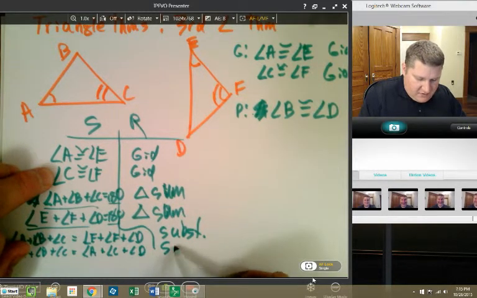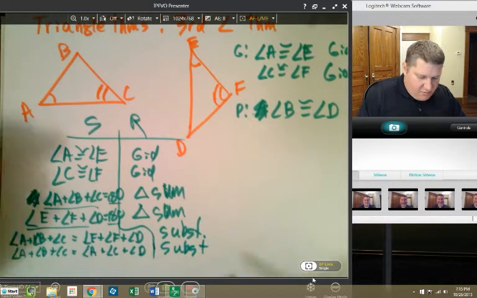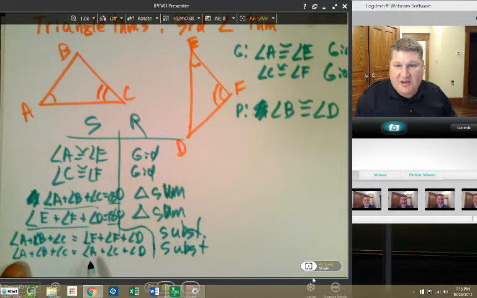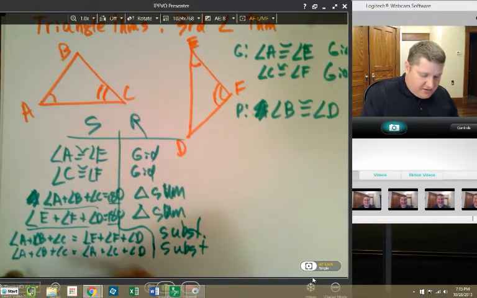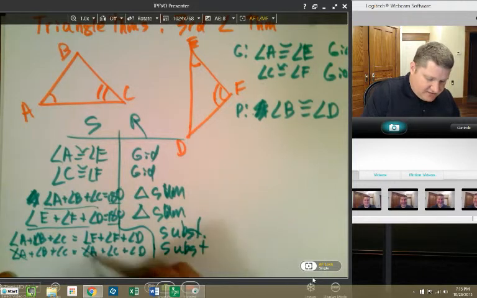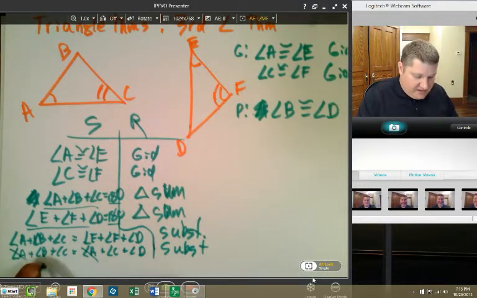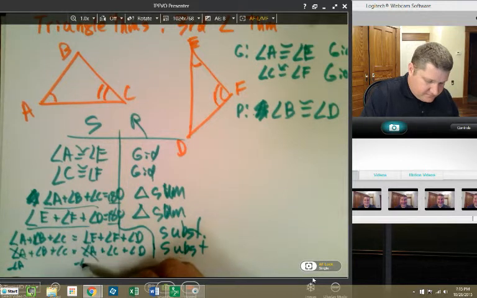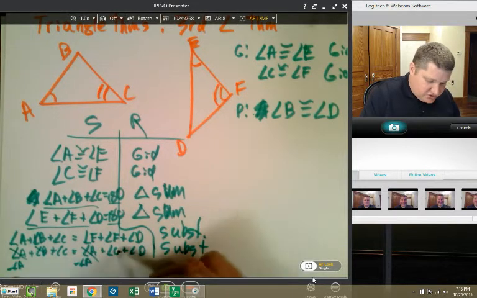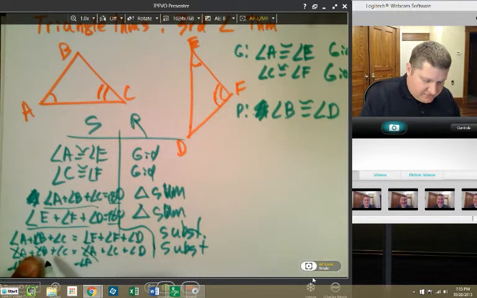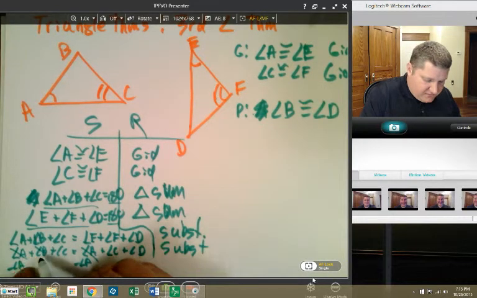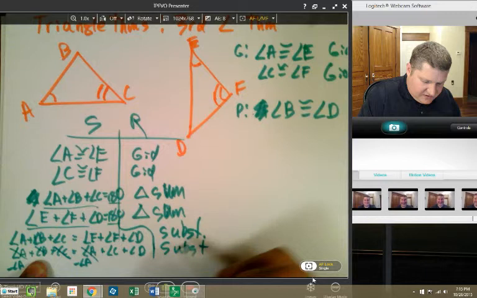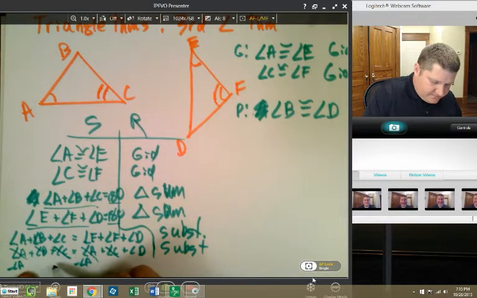Now, you say, why would you even care to do that? Well, now on each side I have an angle A. And if I have an angle A on each side, I could subtract them off. And if I have an angle B on each side, I could subtract those off. Oh, wait a minute, I almost got off again. C goes with F, so not B, but C goes away.